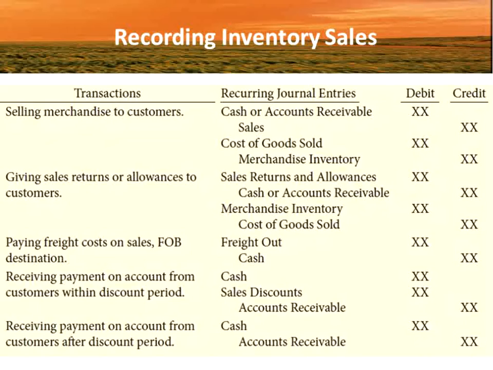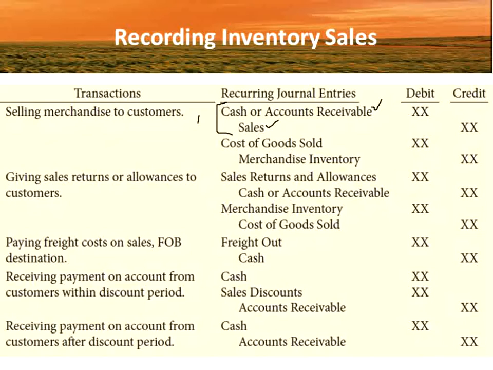So first, when we sell merchandise to a customer, we either receive cash or an accounts receivable. So again, that's the first part. We have now an asset, and we record our revenue. So we record our sales. So this is transaction number one.